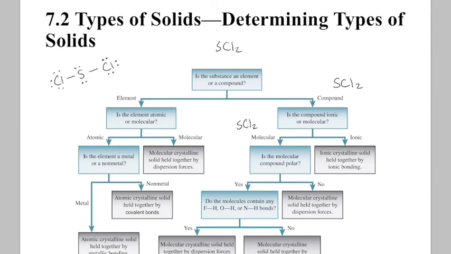Okay, from that Lewis structure, can you guys determine whether this is polar or nonpolar? Remember, if there are lone pairs on the central atom, then it is indeed polar. Now, does the molecule contain either a fluorine-hydrogen, oxygen-hydrogen, or nitrogen-hydrogen bond? In this case, that would be a no. So sulfur dichloride is a molecular crystal held together by dispersion forces and dipole-dipole forces. Okay, so this flowchart's a handy way of being able to figure out, given the compound, what are the forces that are holding it together.